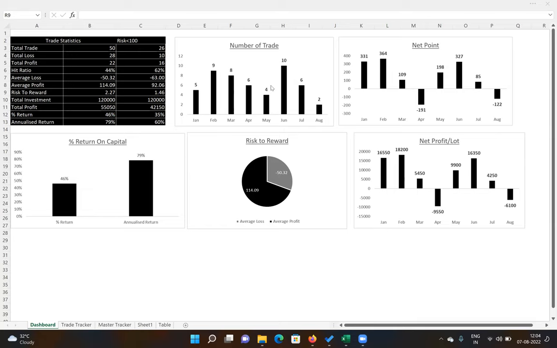Is there any class today? Sir, can we use this for Bank Nifty? No, we cannot use this for Bank Nifty.